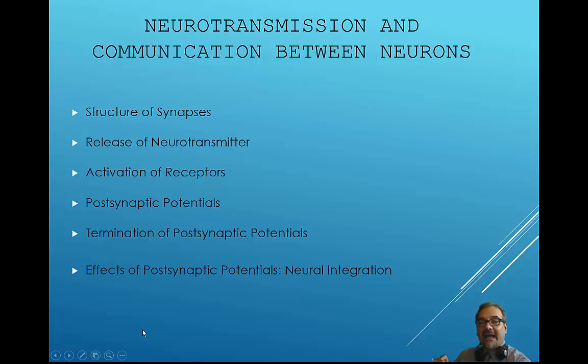And that process has several components. The first is to understand the structure of the synapse and the process of the release of neurotransmitter, the activation of receptors, the process of postsynaptic potentials and how they work, and then the termination of postsynaptic potentials and their effect in terms of integration. This is going to be divided into two videos, as I said, for the purposes of having questions integrated into the videos. But as a whole, you can see the whole thing in a bit.